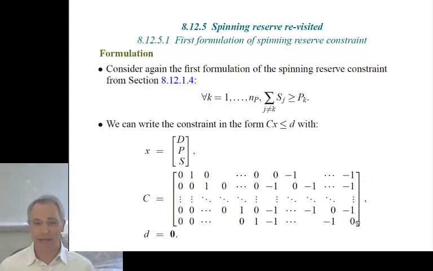The effect of this matrix when we multiply the kth row of this matrix into X is that we pick out P sub K and we subtract from it S sub J for all J's not equal to K. If we require that to be less than or equal to 0, then on rearranging, we've required that the sum over the J's not equal to K of Sj be greater than or equal to Pk. In other words, we've represented the first formulation of the spinning reserve constraint.